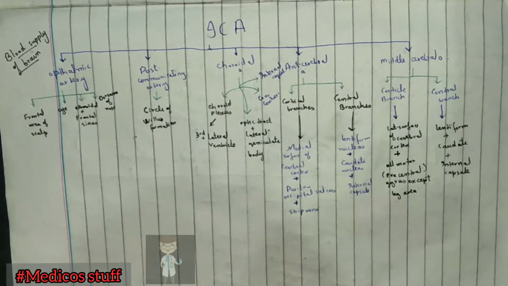Welcome to Medicos. Today we will talk about the blood supply of the brain, the detailed blood supply of the brain, the branches of the main arteries, then their further branches, and the supply of a specific area of the brain after those branches. So first of all, the main artery which supplies the brain is the internal carotid artery.